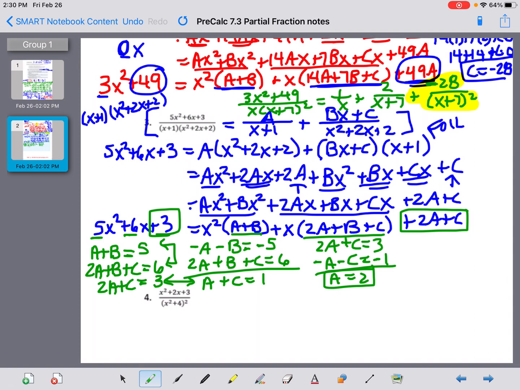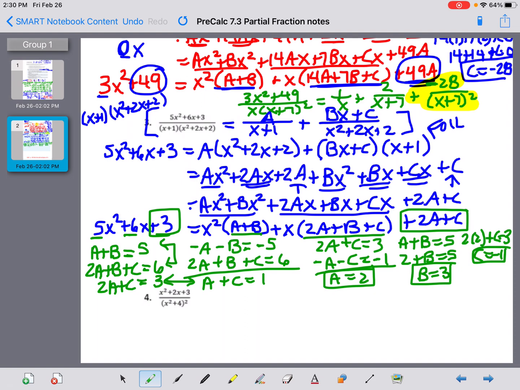Now I'm going to plug it back in to any equation I want to find my b. I'm going to take the top equation, a plus b equals 5. So I'm going to get 2 plus b equals 5. That will make my b equal 3. And I'm going to use that in the 2a plus c, right? So 2 times 2 is 4 plus c equals 3. So subtract the 4, c equals -1. Okay. I have my 3.